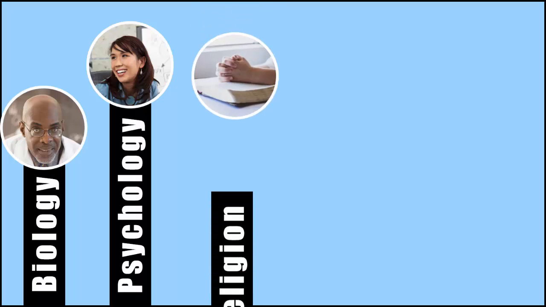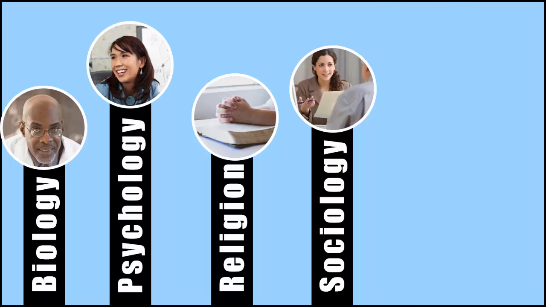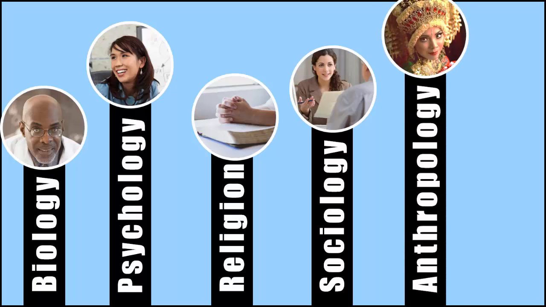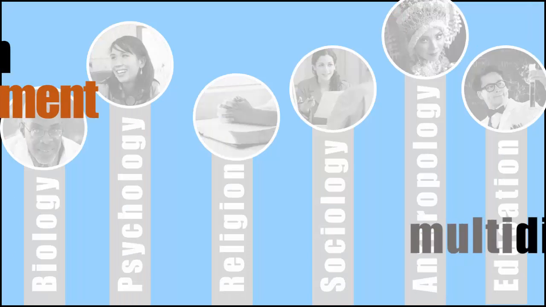Development is also multidisciplinary. Here are some examples. Biologists look at how genetics impact development. Psychologists consider how things like depression or stress might affect development. An expert in religion might explore how belief influences a person throughout their lifespan. Sociologists and anthropologists try to explain how relationships and culture influence growth. Educators investigate how things like learning, memory, and achievement impact development. So we see that human development is multidisciplinary.